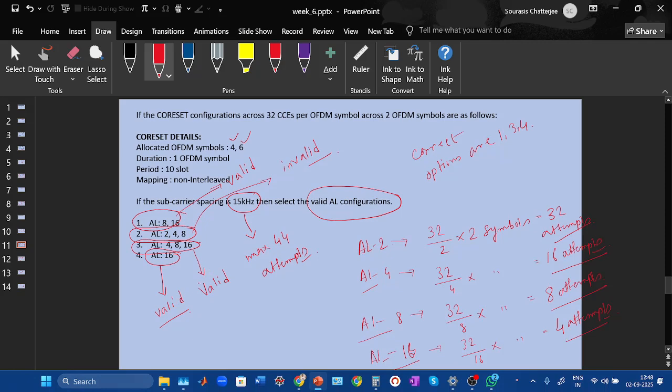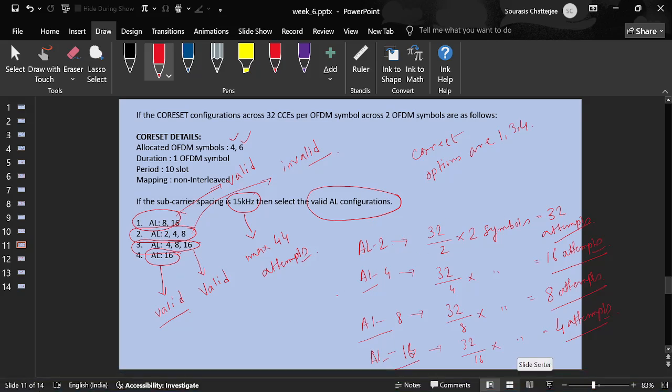So let's talk about the first aggregation level configuration, that is 8 and 16. If we pick 8 and 16, there are 8 plus 4, total 12 attempts, which is well below 44. So 8 plus 16 is a valid combination. Then let's talk about 2, 4 and 8. In 2 there are 32 attempts, in 4 there are 16 attempts. So if I only combine 2 and 4, it becomes 48, even without considering 8. So 48 is more than 44.